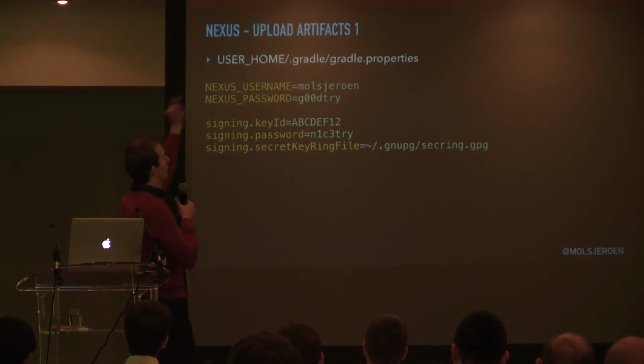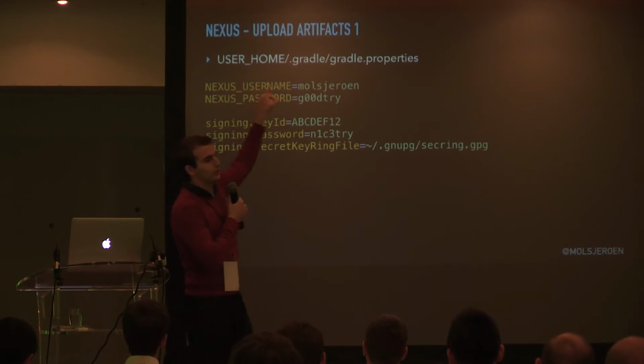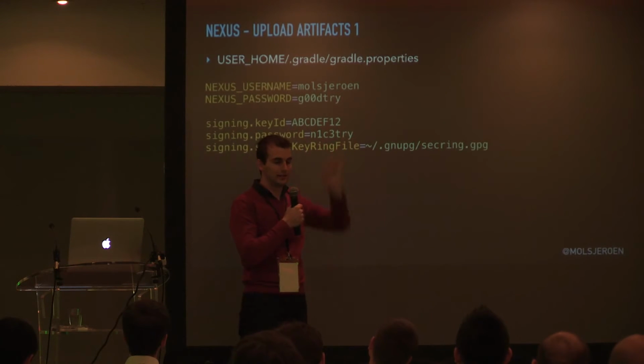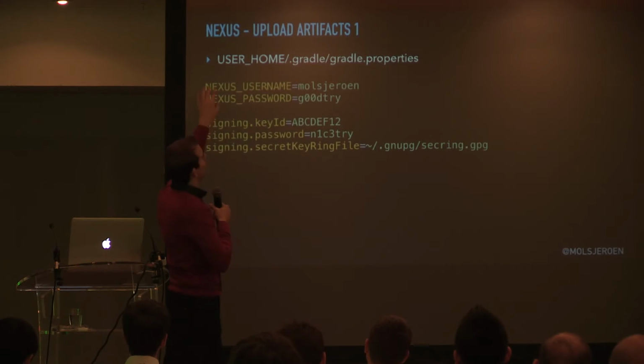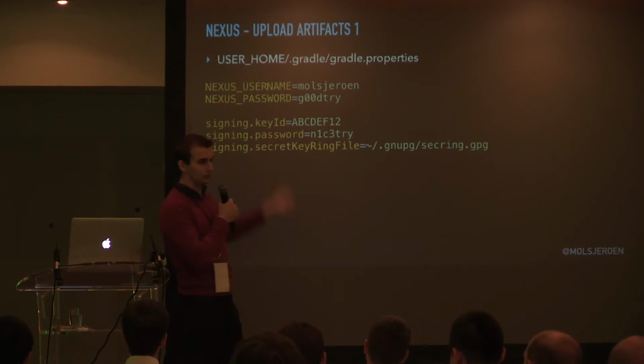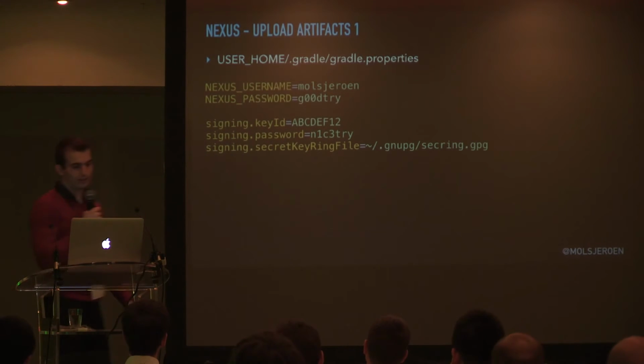So this first one is in your user home directory. You can also add a gradle.properties file. That's then local on your PC. You can never check it in accidentally into Git. So there you can store more sensitive information like your password, the keychain ID, and so on. So you put all of that in there.